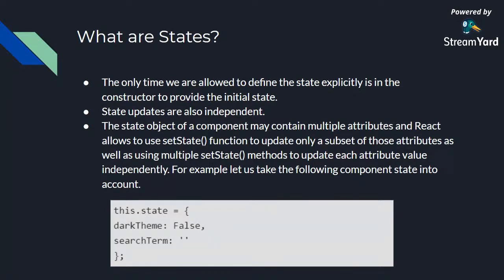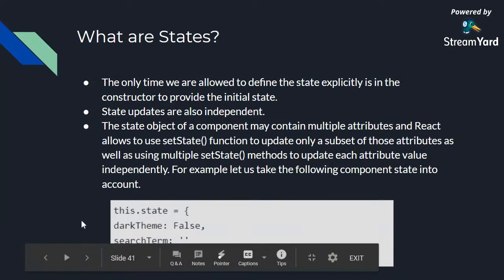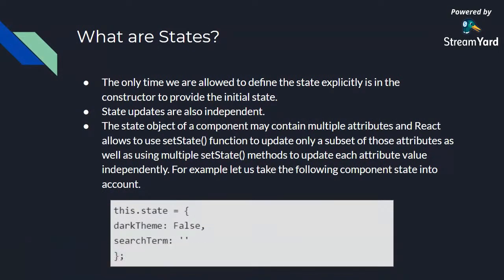State updates are also independent. So what does that mean? The state object of a component may contain multiple attributes, right? So it can have multiple values inside a state. Let's take an example: this.state equals darkTheme false and searchTerm 2. So we are initializing two values inside a state object at the constructor initialization time.